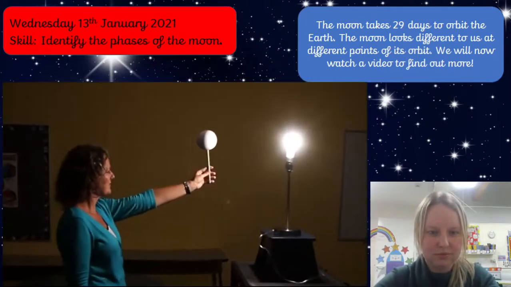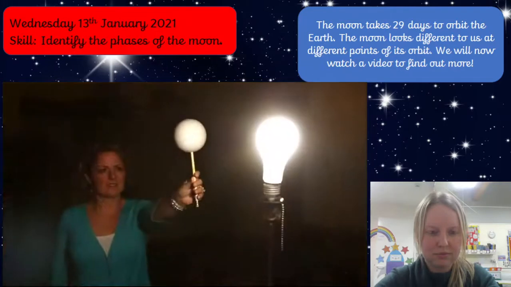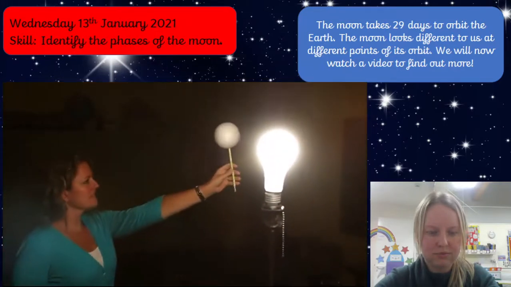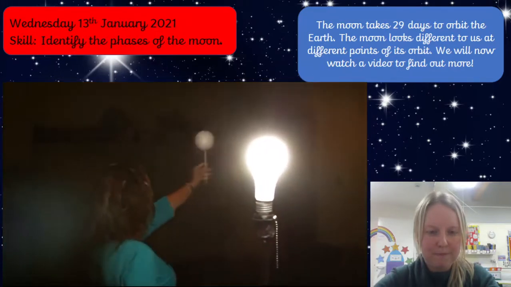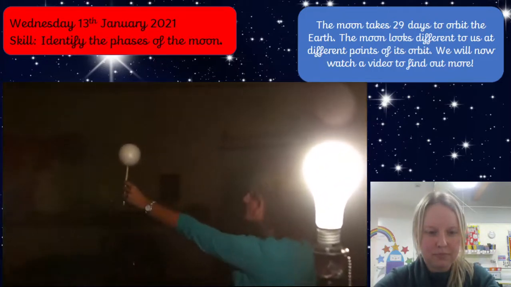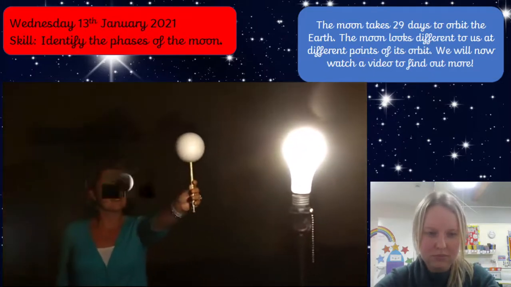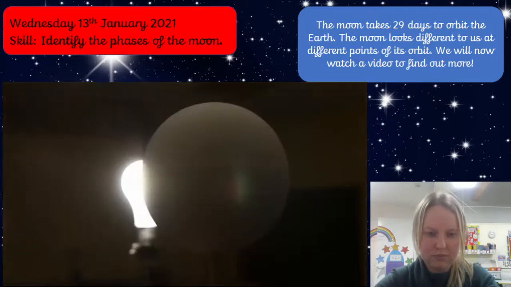We know that the moon orbits the Earth. So in this model, I'm going to get the moon, the foam ball, to orbit the Earth, my head. Notice that no matter where the moon is in its orbit, half of it is always lit up by the sun. But when the moon is in this position, I can't see any of the lighted side of the moon from Earth, my head.